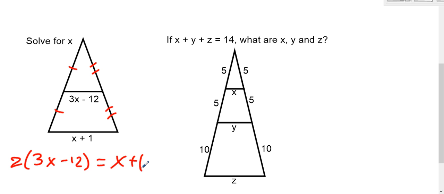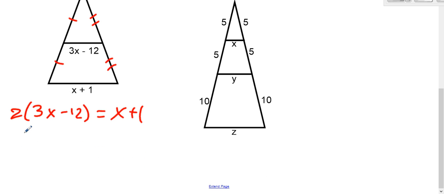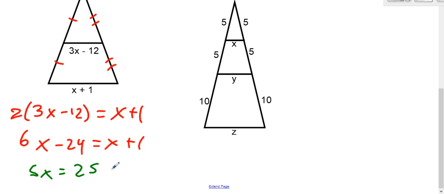and then they become equal. You take whatever the mid-segment is times 2, and you get an equation. It's pretty easy to solve. Just distribute. Get your x's together. So 5x equals 25. So x equals 5.